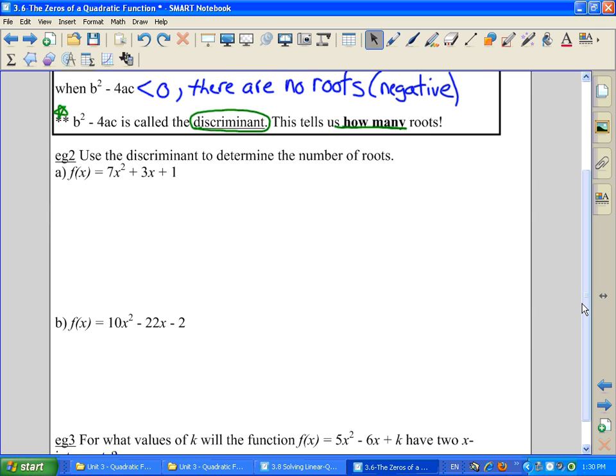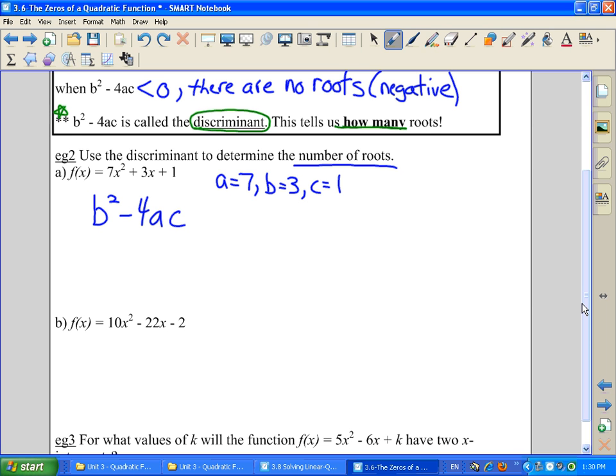All right, example 2a says use the discriminant to determine the number of real roots. Please be careful with your wording, because on your test sometimes I'll ask you for the roots or the number of roots. Okay, so what we're going to do is write down our discriminant. So b squared minus 4ac. And how do we sub that information in? It's the same as how you do it for the quadratic formula. So a equals 7, b equals 3, and c equals 1. So sub that information in.